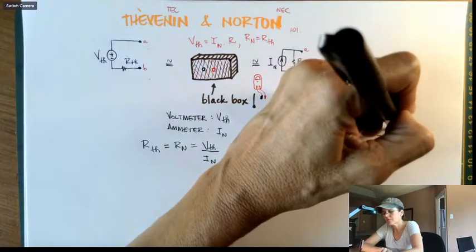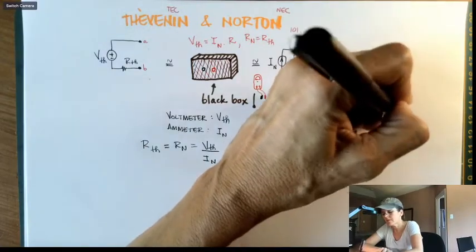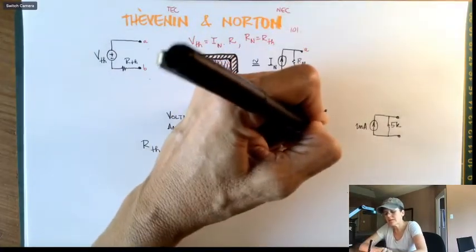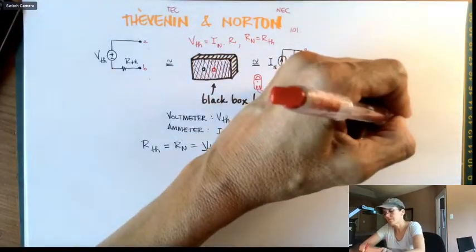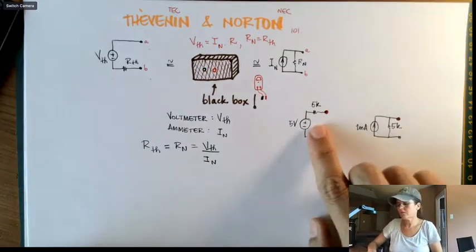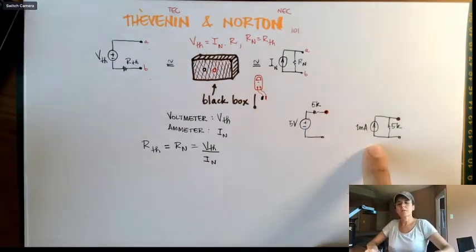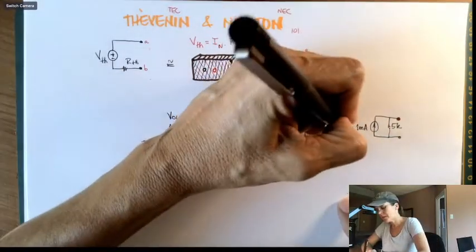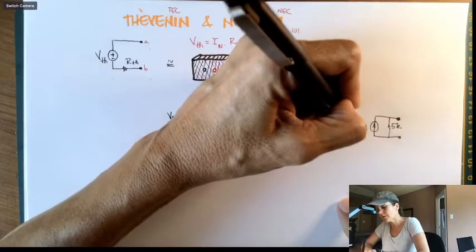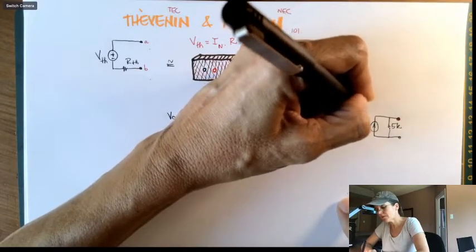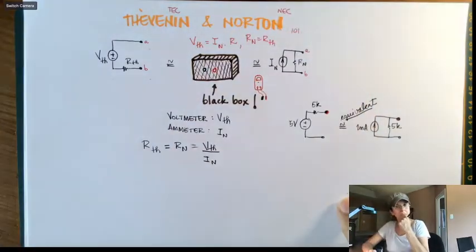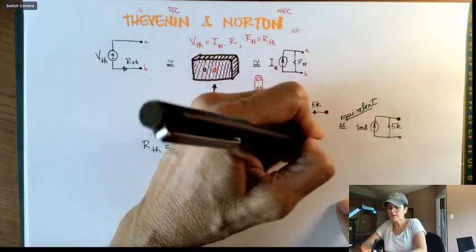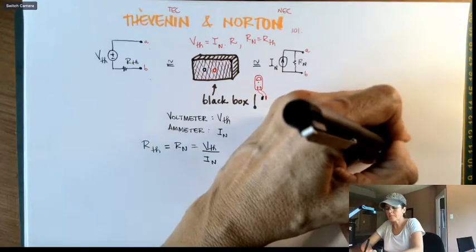And then you plug those in here and you say, okay, I can tell you between that red and black terminals there's either a 5 volts in series with 5K or a 1 milliamp in parallel with 5K, and those two are equivalent. Actually, I think it's equal. I don't know the sign for that. These two are equivalent circuits, this being the TEC and this being the NEC.